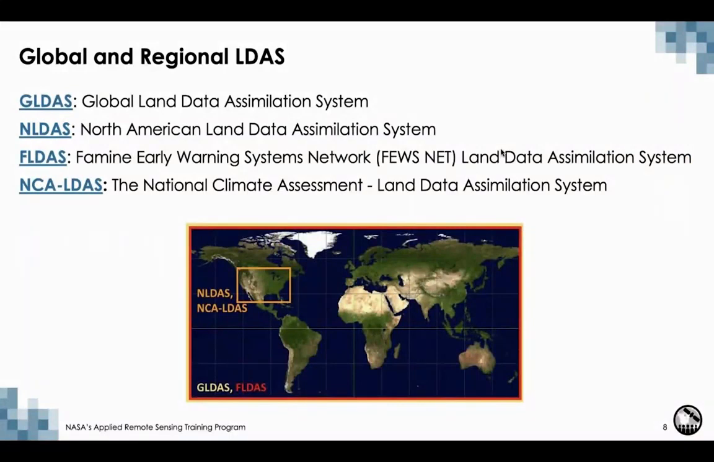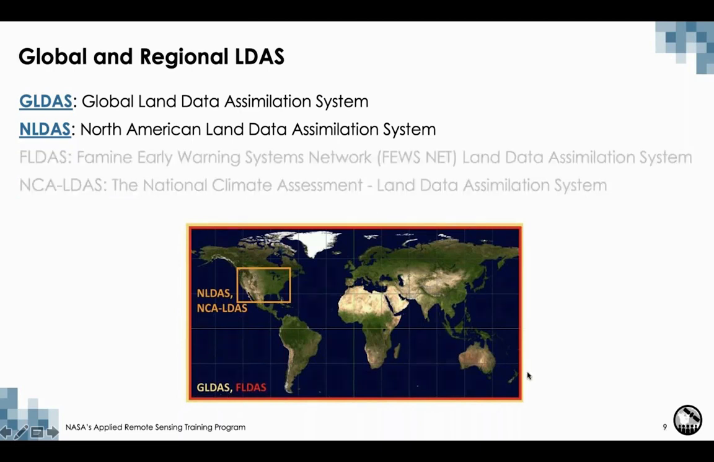There are a number of global and regional LDAS systems. Global Land Data Assimilation System, GLDAS, they are all linked here. You can get more information by clicking on them. North American Land Data Assimilation System, Famine Early Warning Systems Network or FEWS NET Land Data Assimilation System, that's FLDAS, and the National Climate Assessment Land Data Assimilation System. As you can see, NLDAS and NCA-LDAS are regional, GLDAS and FLDAS are global.